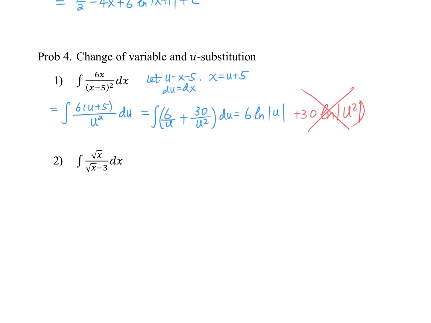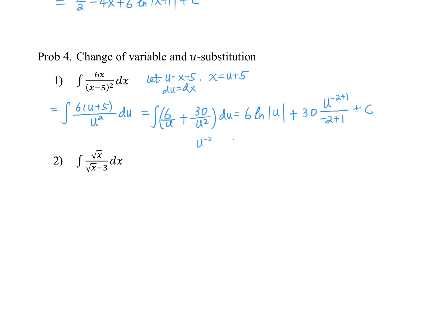We use the natural log when you have these exponents of 1 in the denominator. When this is not 1, you can actually use the power rule. So think of this as u to the negative 2. When you integrate 1 over u squared, think of it as u to the negative 2. So now plus 30 times, according to the power rule, negative 2 plus 1 on the bottom, u to the negative 2 plus 1 in the numerator, plus c.